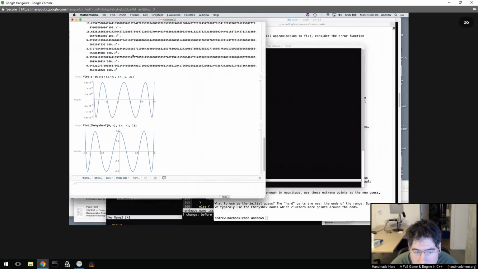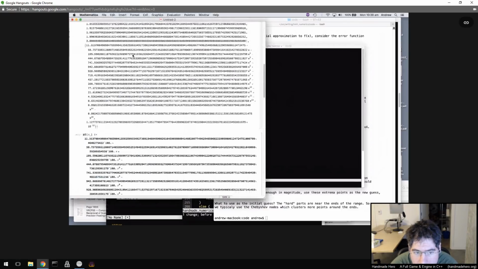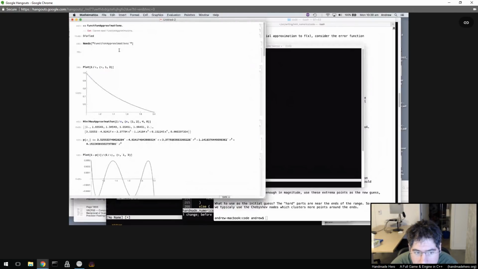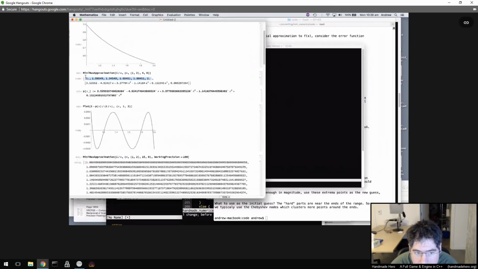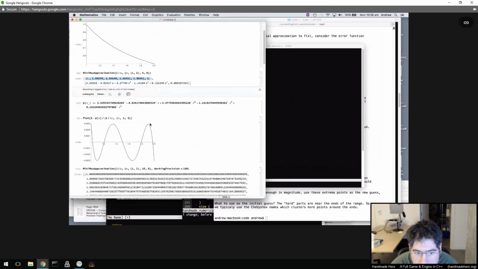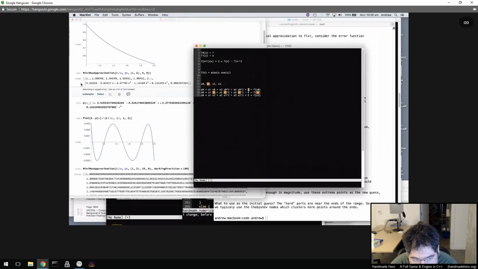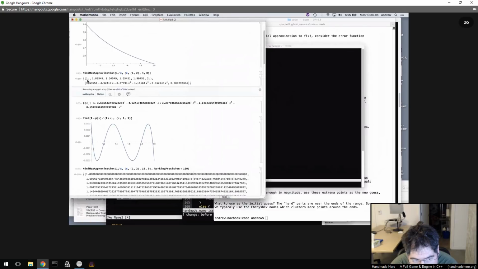And if you have a look at the minimax polynomial here, one of the things that it does is this. What the outputs are, I'll give you a smaller one here. These are the points where it thought that the extrema were, these points here. Here's the polynomial, and here's e. So one of the things Mathematica is giving you is the points where the extrema are. Notice one of them is 1 and one of them is 2.